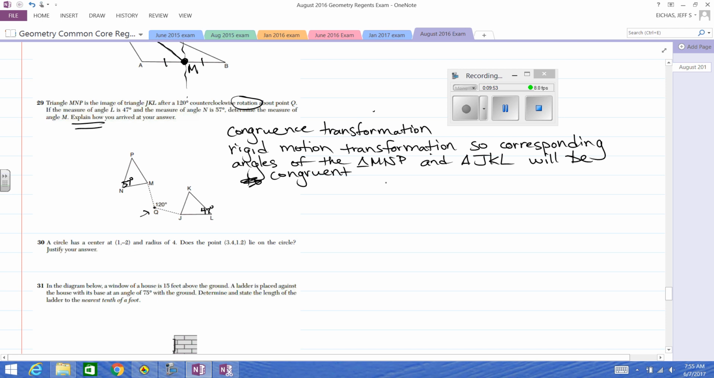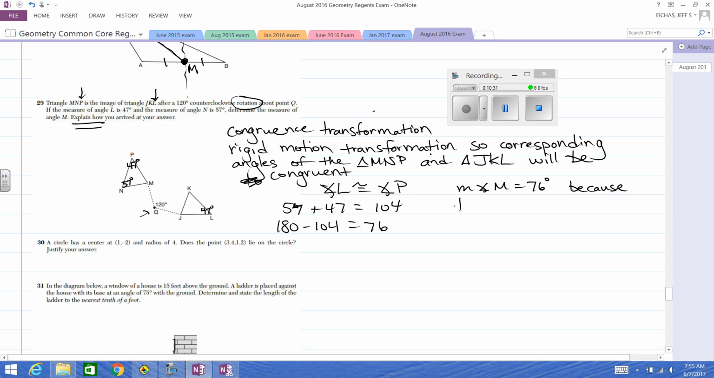Now, what does that mean? Well, angle L and angle P must be corresponding. So angle L is going to be congruent to angle P. So I can put 47 degrees up here at angle P. So that's the first big idea. The next big idea is I'm going to add 57 and 47 to get 104. And 180 minus 104 is 76. So the measure of angle M is 76 degrees.